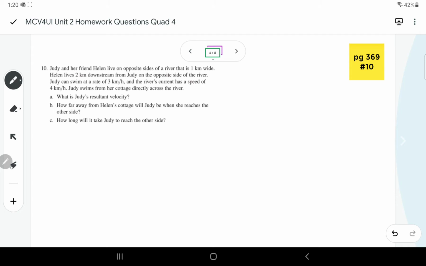Okay. So here we go. Helen lives 2 kilometers downstream. So here's Judy, and Helen is down here, and that's 2 kilometers. And the river is 1 kilometer wide.